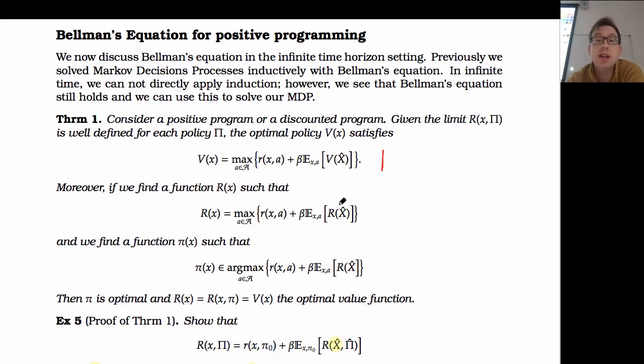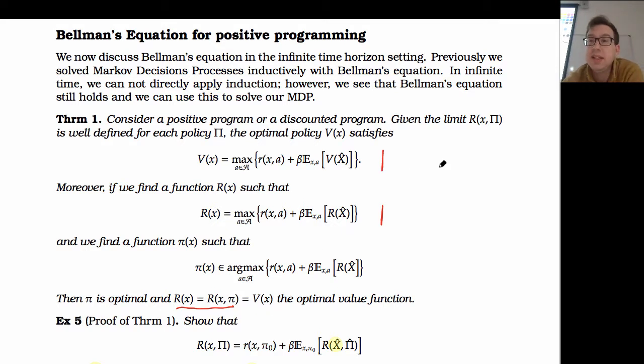And then we're working to say, well, what if I can find a function r of x that also satisfies this same equation? Does that mean that it's actually the optimal value function? And are the arguments that it maximizes also the optimal set of actions for each state? And the answer for positive programming is yes. If pi is an optimal policy, then the reward function that satisfies this Bellman equation is the reward function of the policy. We proved that last time.